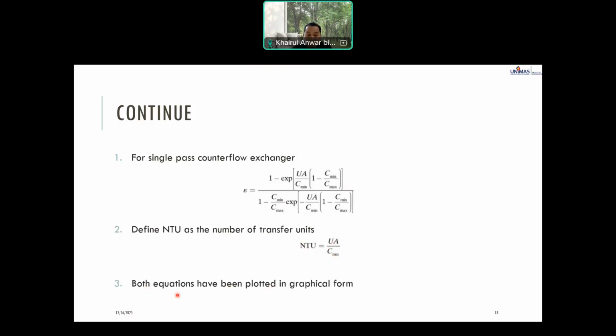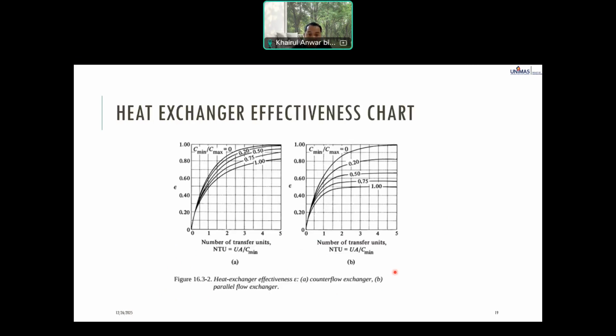Both equations have been plotted in graphical form. This is how you identify the epsilon, or heat exchanger effectiveness. So for counter flow, or parallel flow, what is a parallel? So you determine the number of NTU, then determine the value for epsilon. NTU equal to UA over C min.